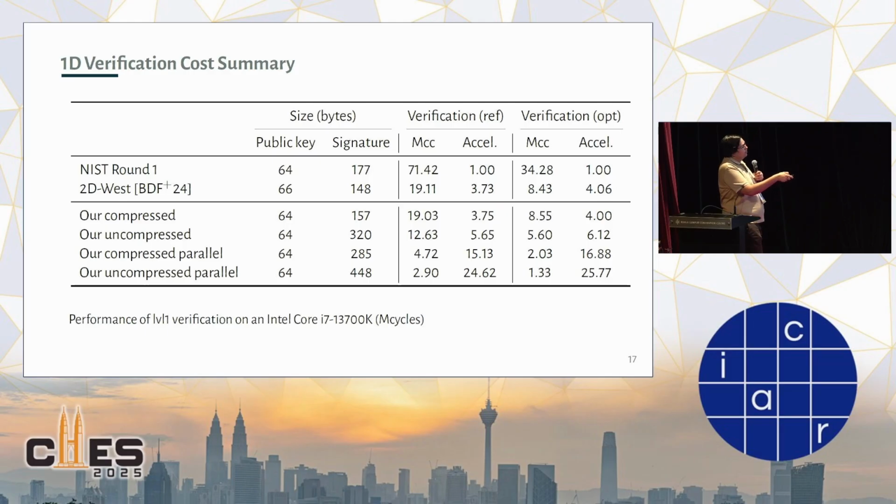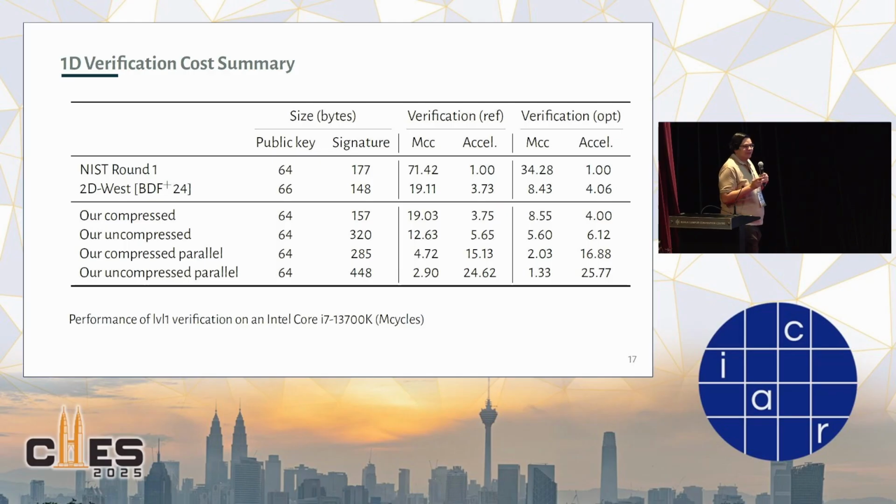The first row here is the NIST-1 submission, and the second one is the 2D West paper. So you can see here there is this acceleration of 4 that is very impressive, which they were claiming. However, we found that by just optimizing the 1D verification as much as possible, we managed to obtain pretty much the same acceleration as they did. And then if you move on to the other variants, especially with parallelism, we can get even a factor of 25. And we're doing verification in SkiSign in just over 1 million clock cycles.